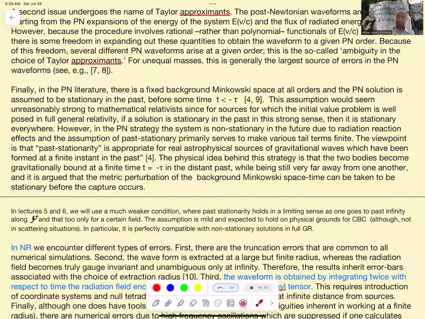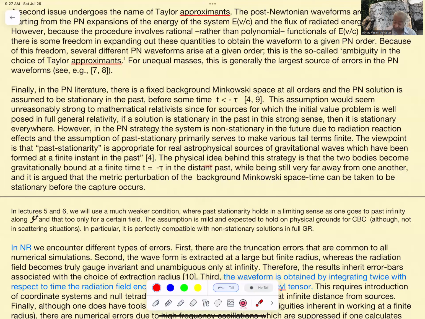I think you had some discussion of these tail terms in the post-Newtonian lectures. The viewpoint is that the past stationarity is appropriate for real astrophysical sources of gravitational waves, which have been formed at a finite instant of time in the distant past. I mean, after all, we're approximating all these things with an asymptotically flat space-time, but the system didn't exist forever. The system was formed in the distant past. And so the statement is that, yes, I'm violating some fundamental principles here, but still, for the realistic system, I'm getting a better approximation. So people really assume that the system is stationary to the past.